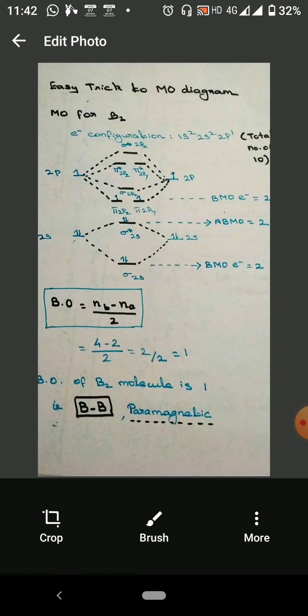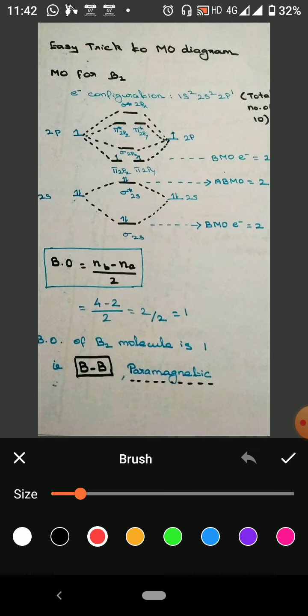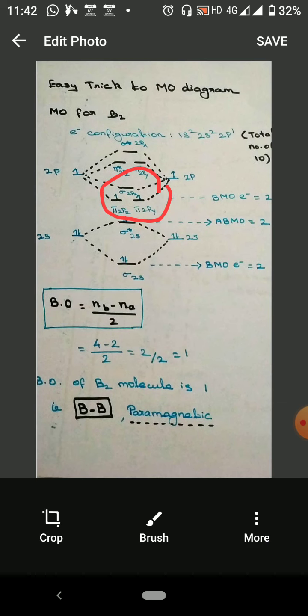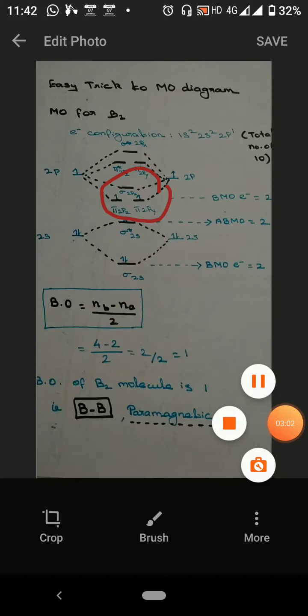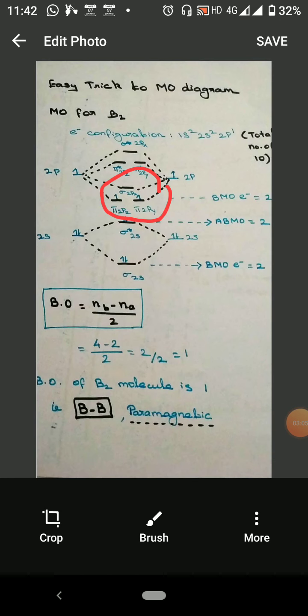In this condition we fill the electrons in the s orbital first, then move to the p orbitals. After filling the s orbitals, we fill the electrons in the p orbitals. Here the total number of electrons is 10. So first we fill the pi orbital, and only then the electrons in the sigma orbitals. After filling the electrons we can calculate the bond order.